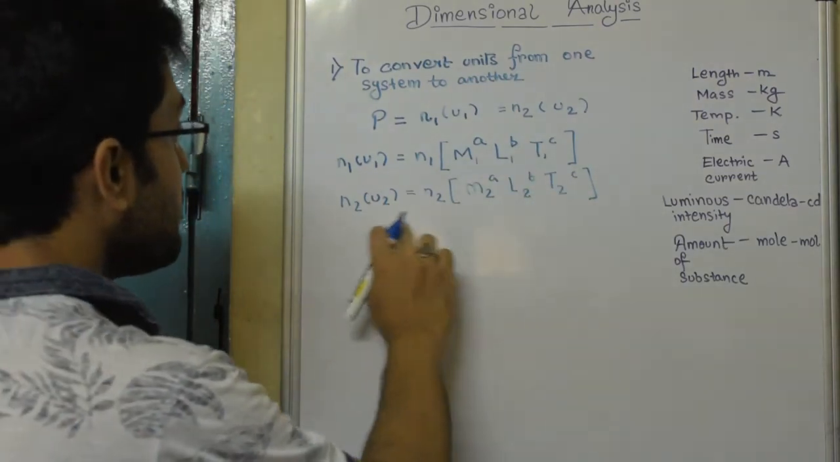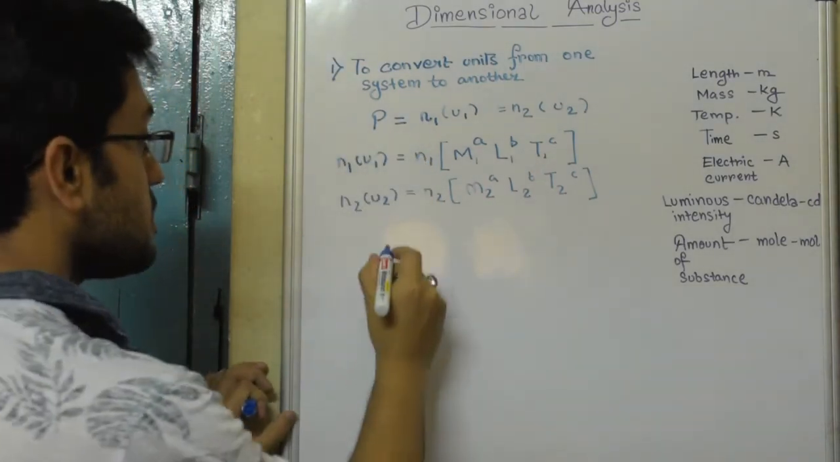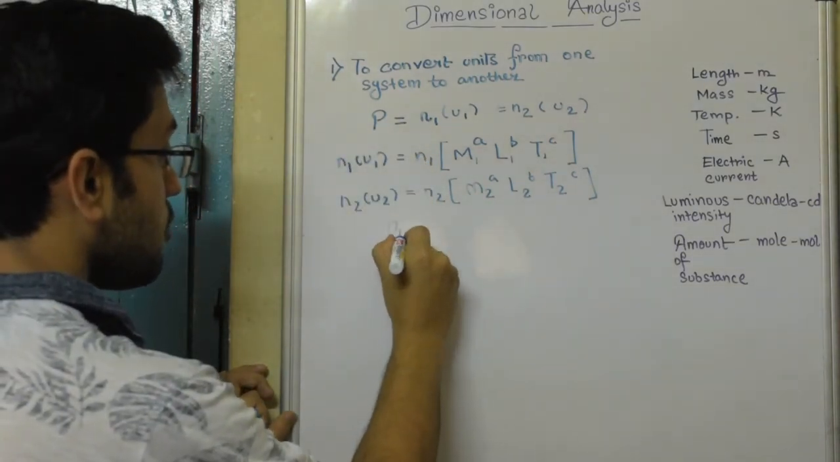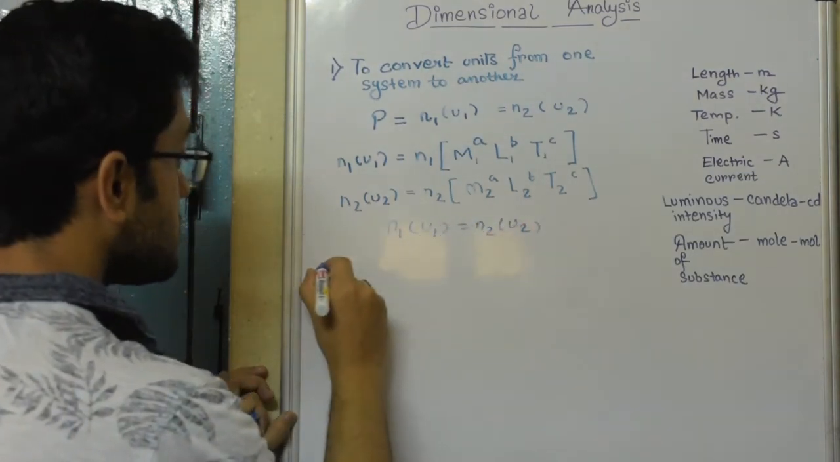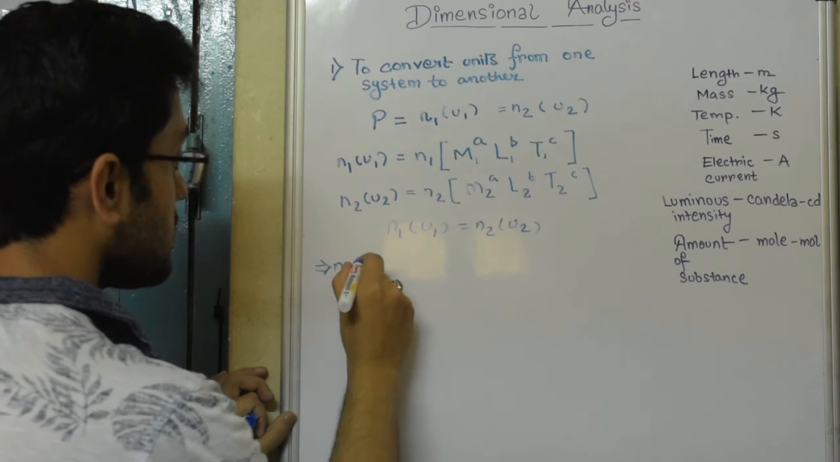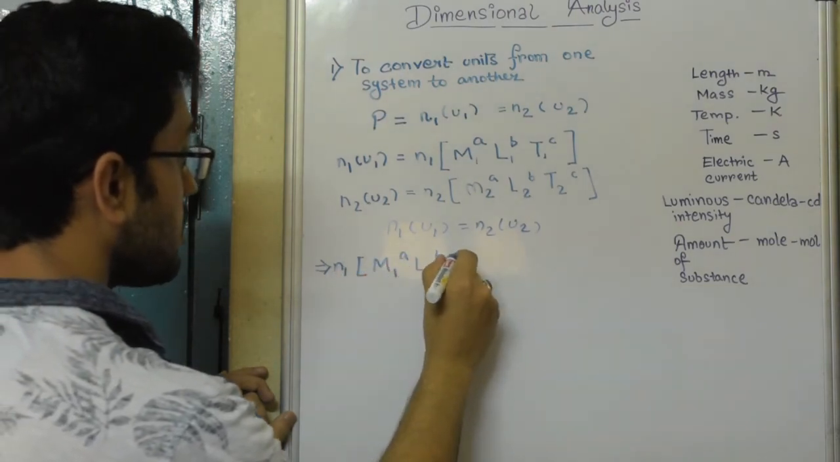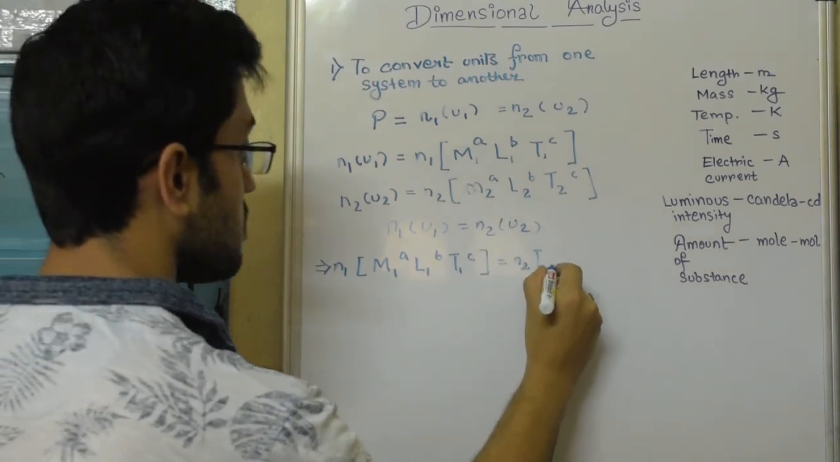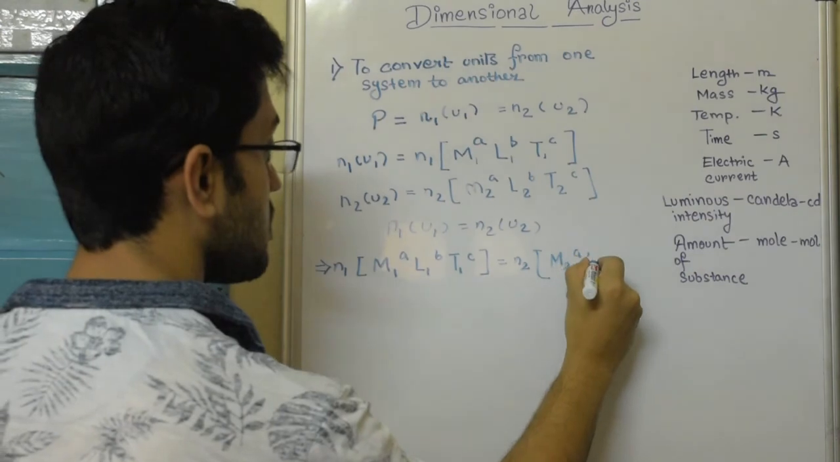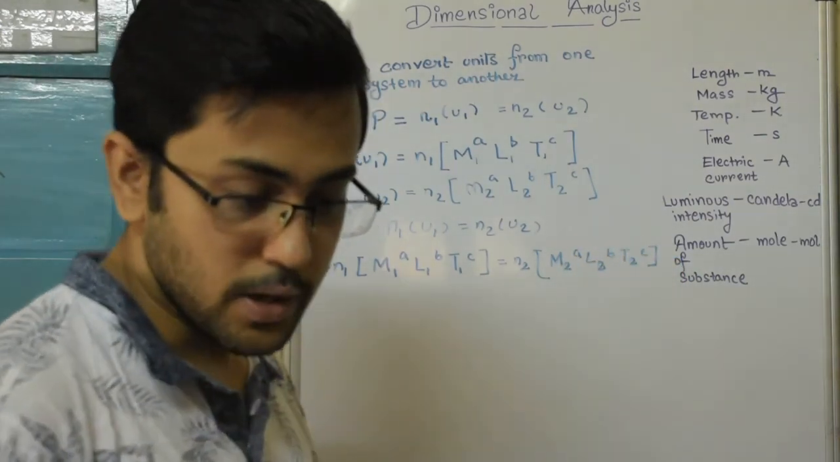Now ultimately both of these represent the physical quantity P. So they are equal to each other. That is to say, N1 U1 is equal to N2 U2. So that can be written as N1 times the dimensional formula, is equal to N2 times its dimensional formula. We can write it like this.